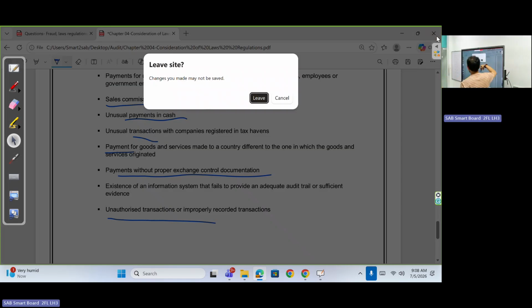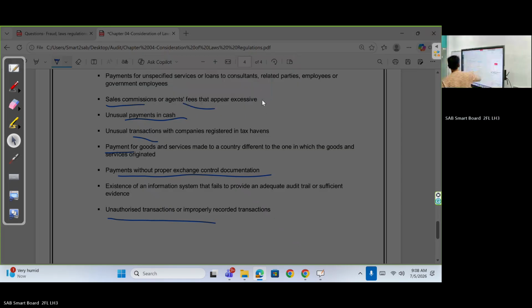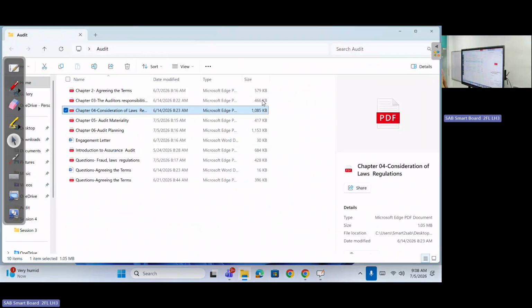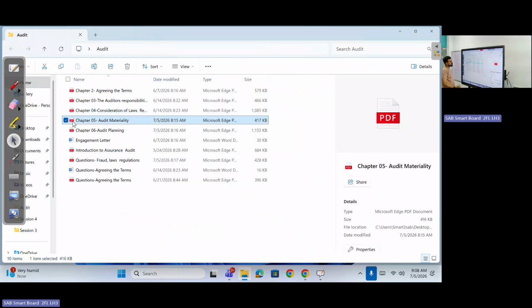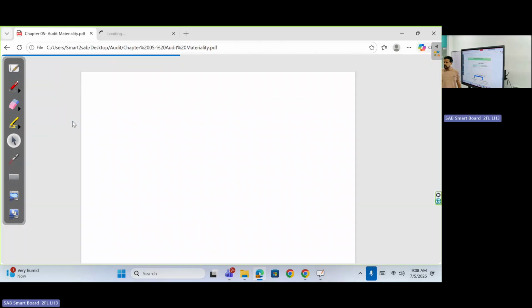It's all about laws and regulations. So now we move on to our next chapter, audit materiality. After audit materiality, audit plan.